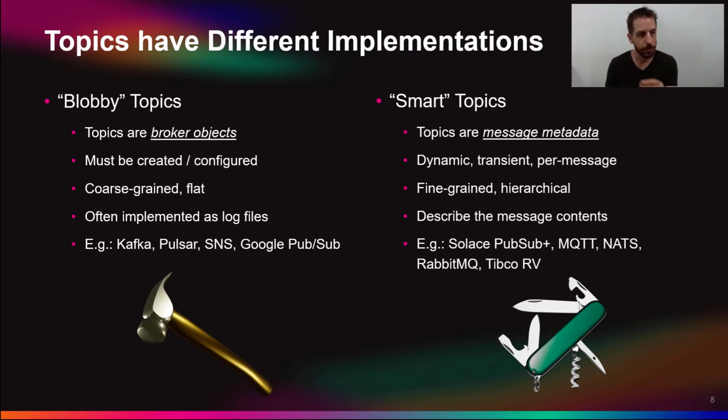And I've got a couple examples of brokers. This is my interpretation of it. Streaming platforms, Kafka, Pulsar, SNS, Google pub/sub. These are very log-centric brokers for how they implement their streaming, versus Solace PubSub+, MQTT as a protocol, NATS, even RabbitMQ, TIBCO RV. These all have hierarchical dynamic topics when publishing their messages. So in terms of flexibility and variety, that's why I had the Swiss Army knife there over on the right.